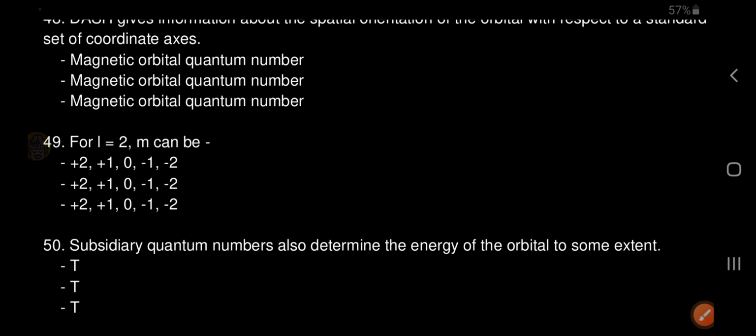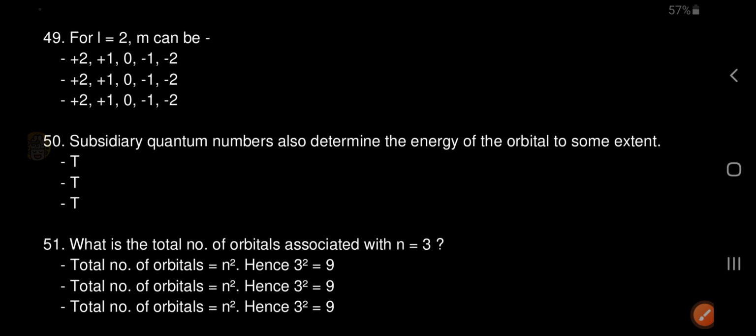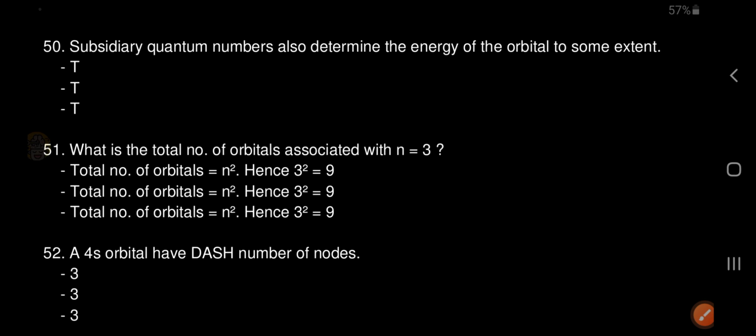For l equal to 2, m can be plus 2, plus 1, 0, minus 1, minus 2. Subsidiary quantum numbers also determine the energy of the orbital to some extent. True.